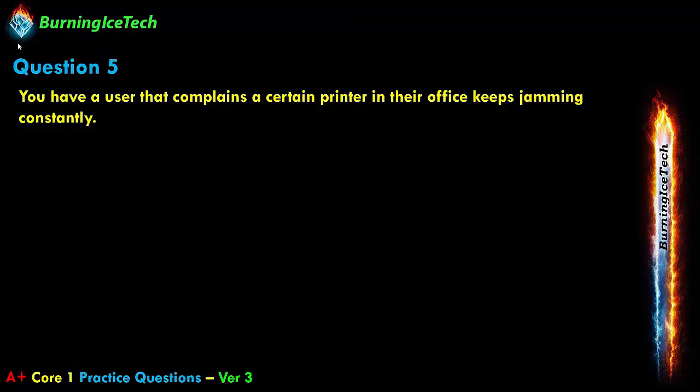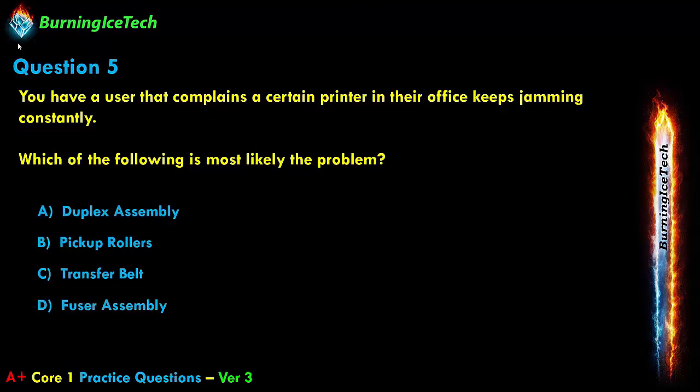So if you ever have a client or a user, or maybe it's your own printer, where you've got a printer and it keeps jamming repeatedly, I can tell you now, it's almost always the rubber wheels. If we look at the rest of this question, which of the following is most likely the problem? If you look at these answer choices, what do you guys think? It's answer B, the pickup rollers, because they're made out of rubber wheels.